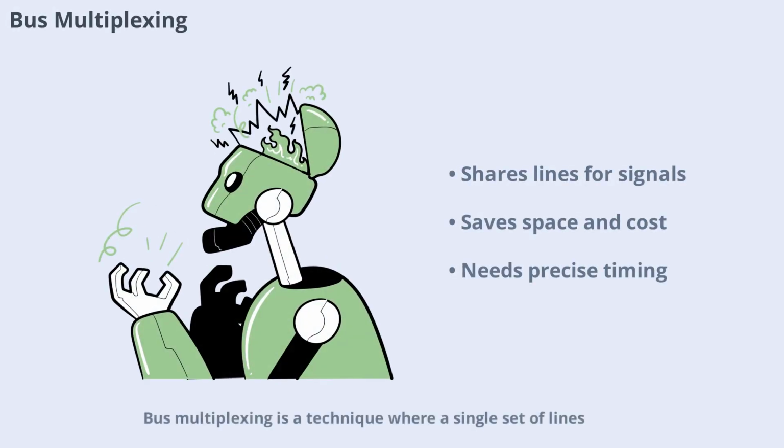Bus multiplexing is a technique where a single set of lines is used to carry different types of signals at different times. For example, the same lines might carry address information during one part of a cycle and data during another. Multiplexing reduces the number of physical connections needed, saving space and cost, but requires careful timing and control.